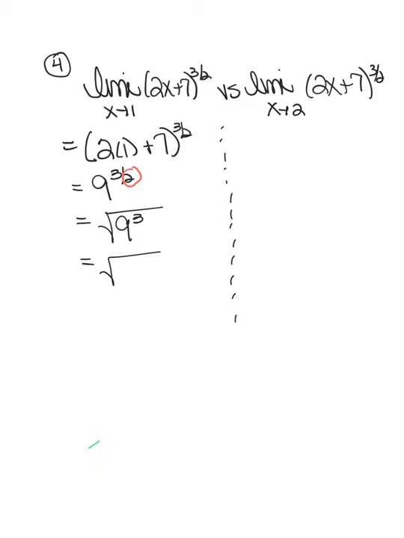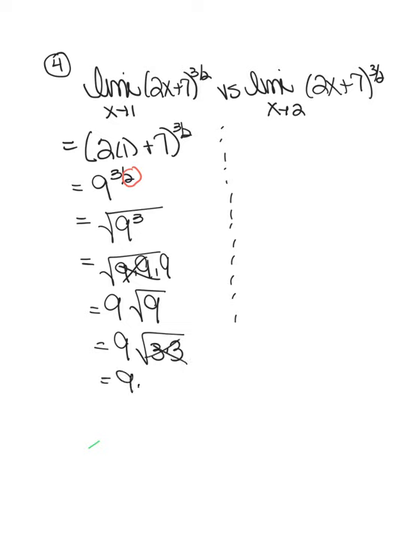9 cubed is going to be the same as 9 times 9 times 9. And because I have a square root, anytime I have two of the same thing, I get to take one out. So I get to take out a single 9, leaving the square root of 9 still in the radical. But of course, I know the square root of 9 is 3, but if you need to, go ahead and break down that 9 into 3 times 3. Two of the same thing allows you to take one out, so you get 9 times 3, which is 27.